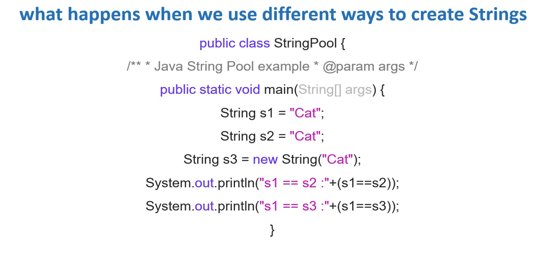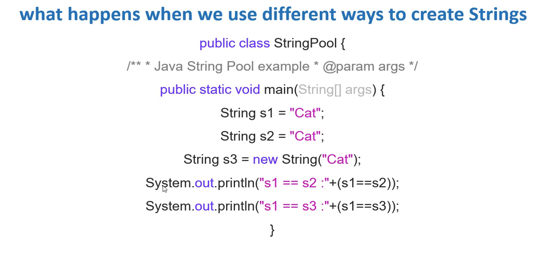So what is happening here is we are using double quotes to create our string, and then we have declared s1 as our first string, s2 as our second string, and initialized these two strings to the same string value, which is cat. We have another string s3 which we are giving a value using the new operator, and the value is the same as the value we initialized s1 and s2.